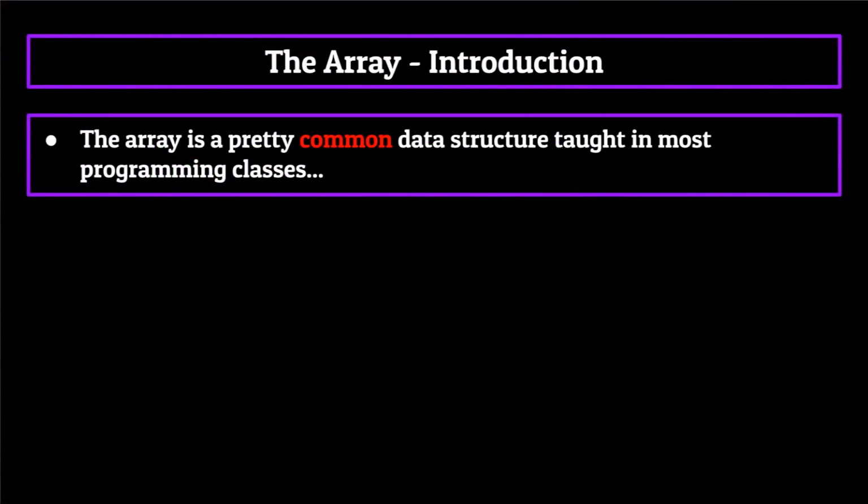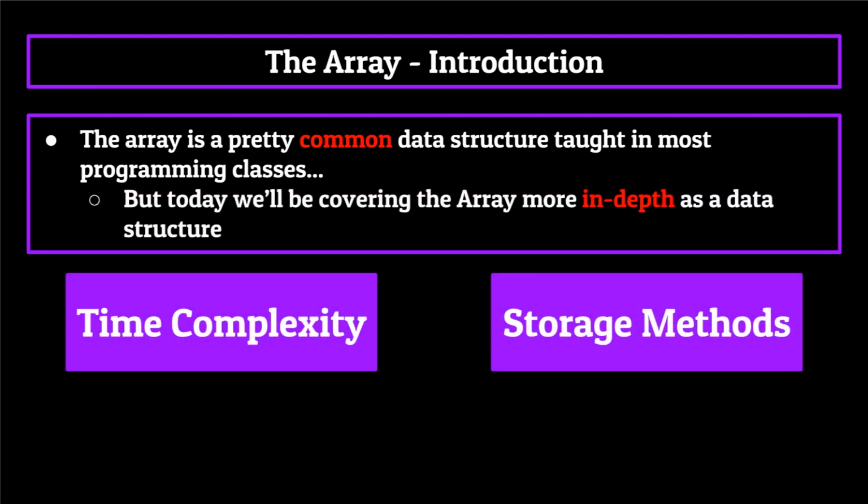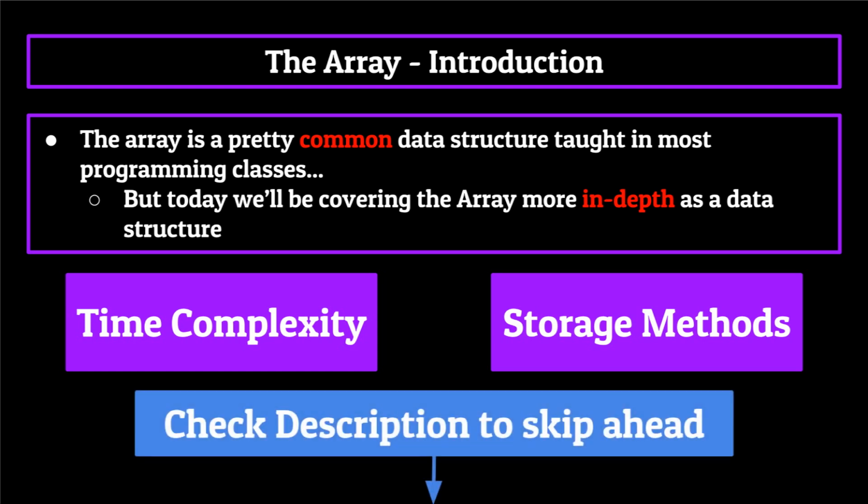Now, I understand the array is a pretty common data structure taught in most programming classes, and that many of you might already know about the properties and uses of an array. But in this segment, we'll be going into more detail on the array as a data structure, including its time complexity equations, storage methods, and more. So check the description for a timestamp to skip ahead to that section if you already know the basics. If you're not as versed in the array though, or just want a general review, then stick around, because right now we'll be discussing the basics of an array.